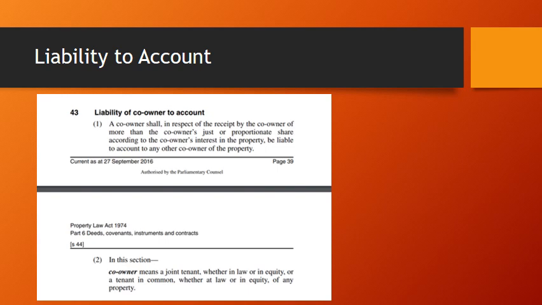There is a separate section in the Property Law Act that allows for a co-owner to bring an action, and basically to say to the other co-owner, you owe me a share of the rent in this premises, and that's an action to account, basically. The co-owner, in respect of a share of income, for example, through rent, which is more than just and proportionate, must be liable to account to the other co-owner of the property.